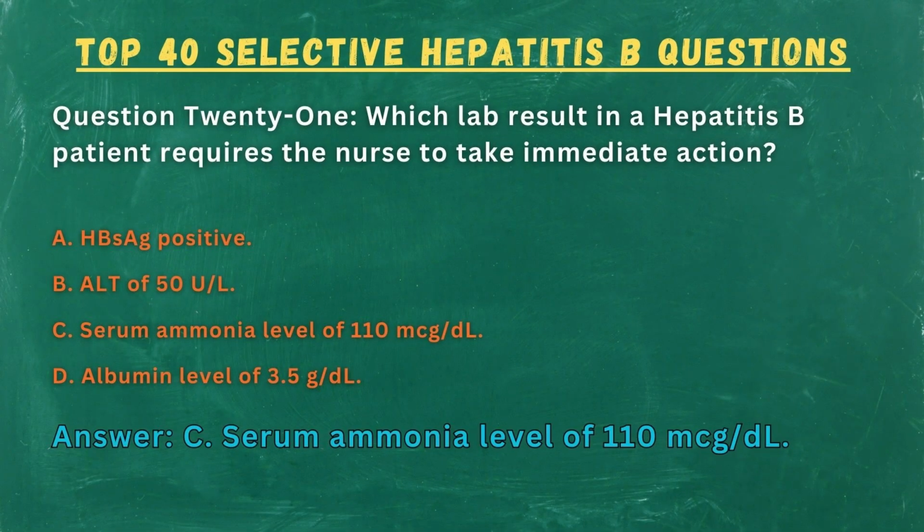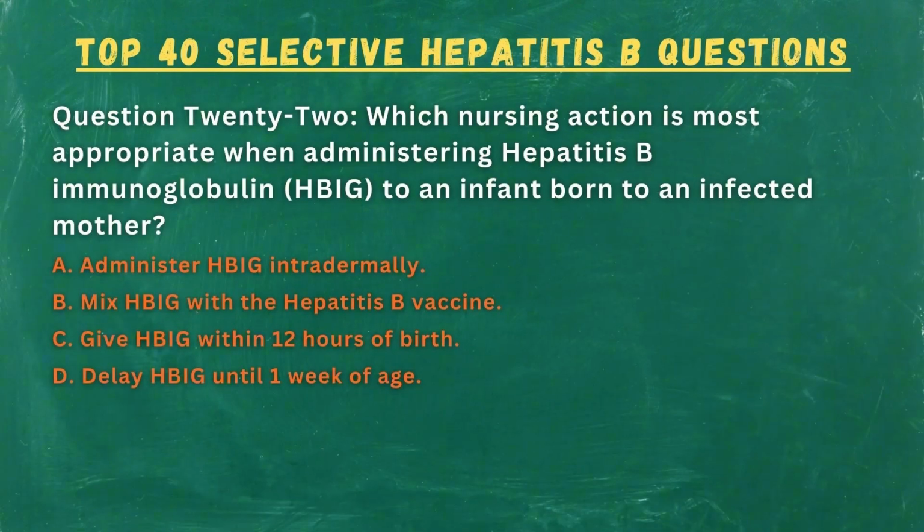Answer: C. Serum ammonia level of 110 micrograms per deciliter. Question 22. Which nursing action is most appropriate when administering hepatitis B immunoglobulin (HBIG) to an infant born to an infected mother? A. Administer HBIG intradermally. B. Mix HBIG with a hepatitis B vaccine. C. Give HBIG within 12 hours of birth. D. Delay HBIG until 1 week of age.